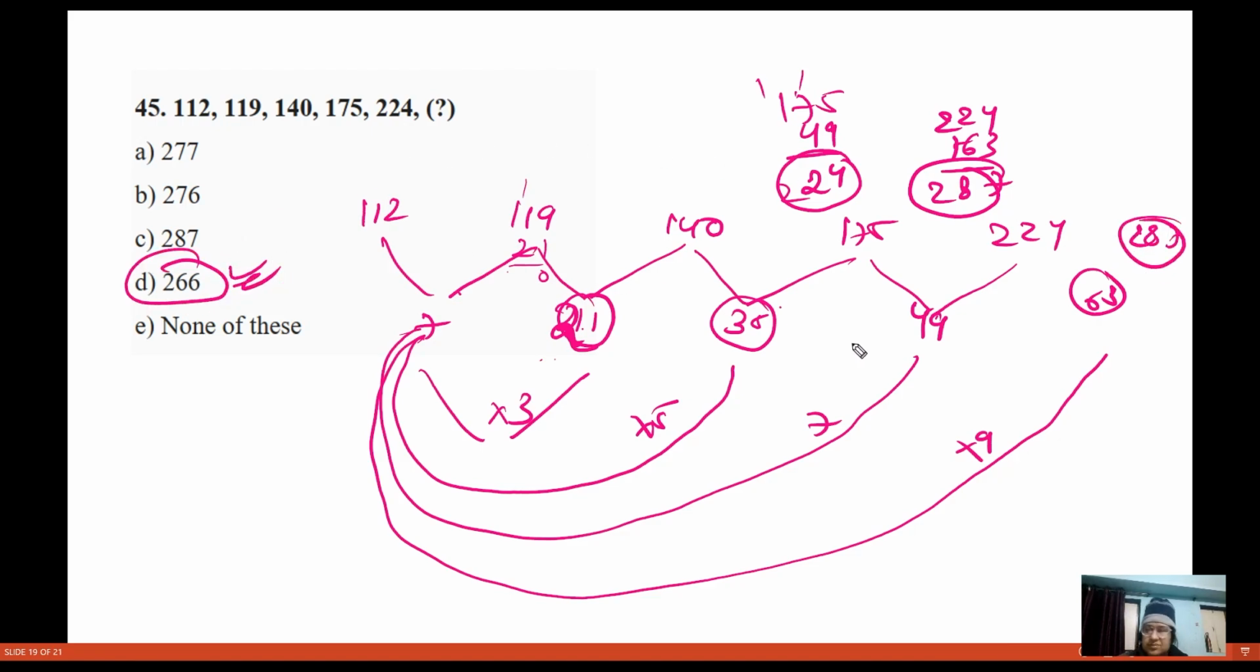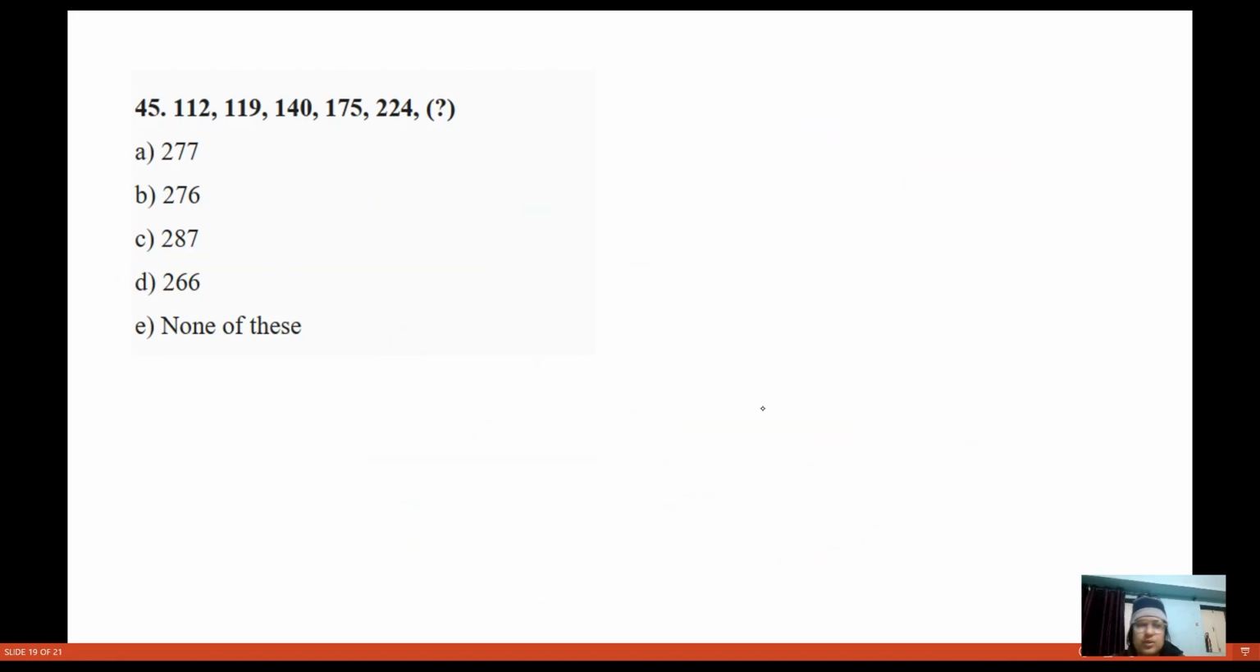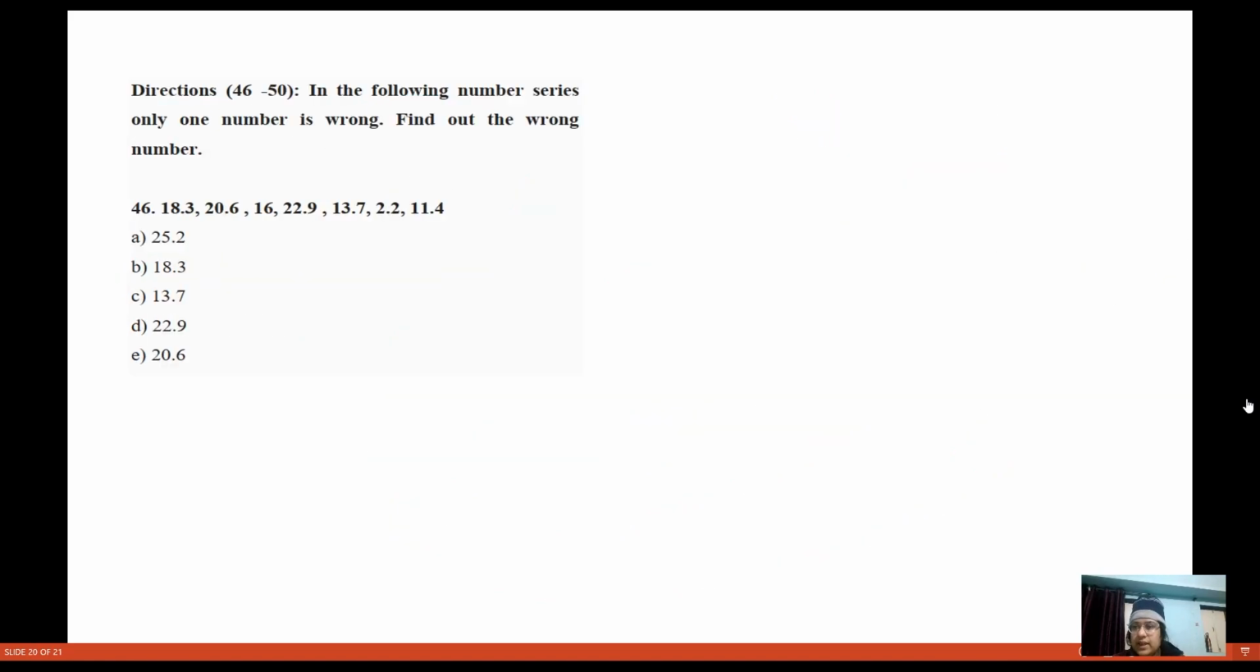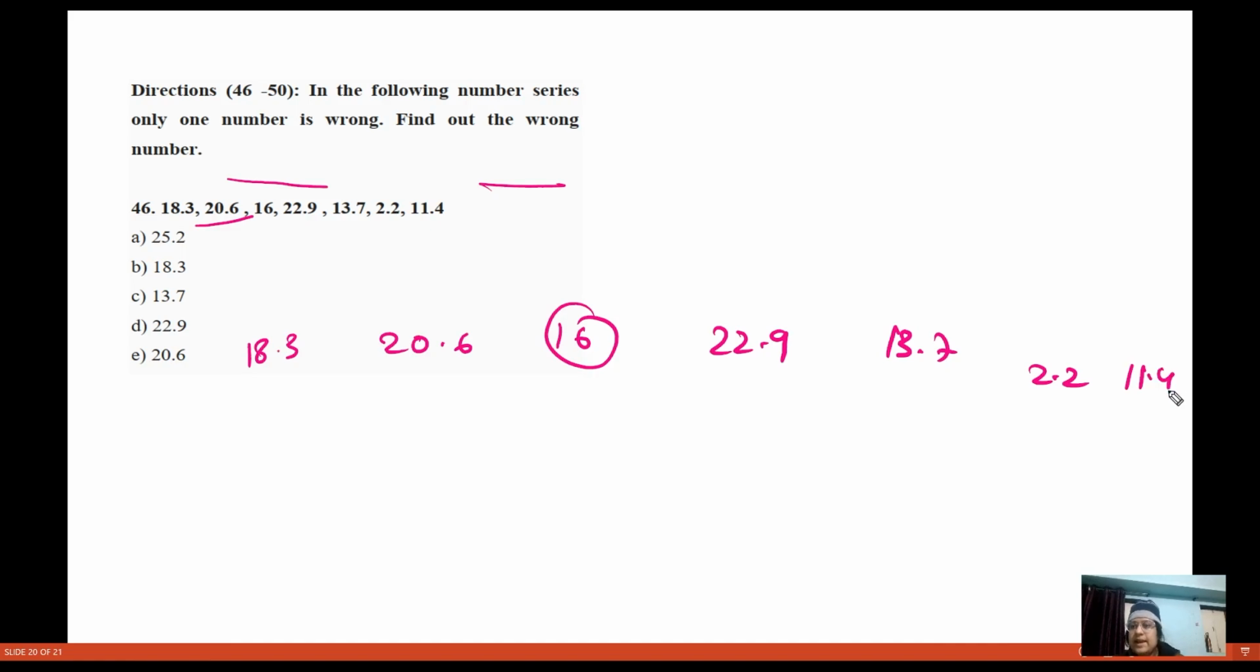Okay, this is fine. Now let us move forward. Now look at this question. In the following number series, only one number is wrong. Find out the wrong number. So you have 18.3, then you have 20.6, then you have 16 only. Okay. And then you have 22.9, and then you have 13.7, and then you have 2.2, and then you have 11.4 only. Okay. So 18.3, so obviously this is getting added how much? 2.3? 2.3 here.